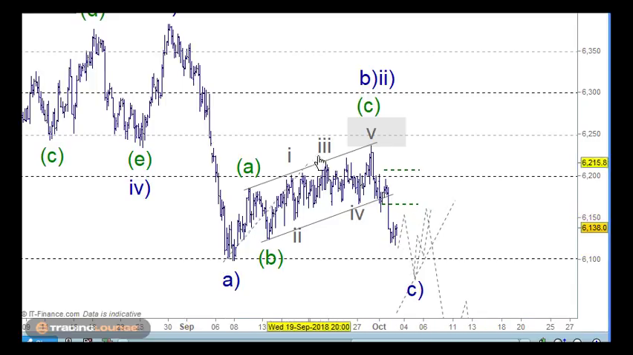So this then becomes an A wave, B wave to here, and then 5 waves up for a C wave, and then we go down from here. Okay, but we're not there yet. We'll worry about that when we get support on 6150, if that's going to be the case.